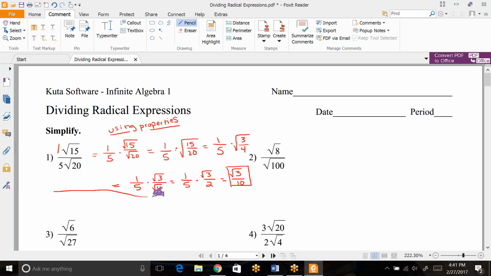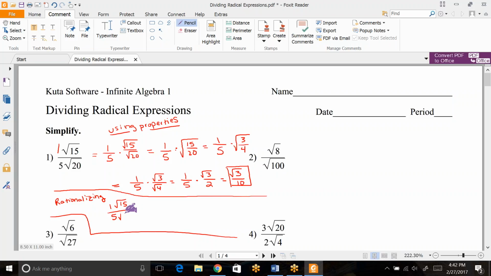So I'm going to do this same problem, but I'm going to do it a different way. This next way is called rationalizing. One thing we don't like when we're dealing with square roots is we don't like them to be in our denominators. So one way to get rid of that is to make that square root into a perfect square. Now the way we do that, if it's a square root, you just multiply it times itself. That's one way of doing it.